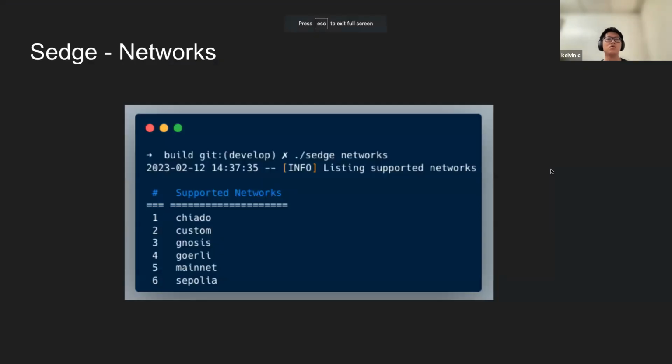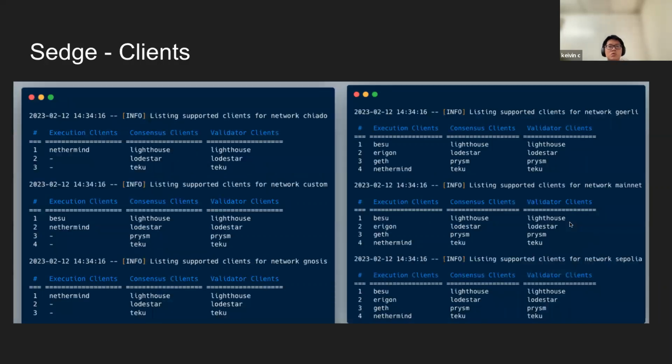I'll show you how Sedge works in a bit, but when you run the tool, just run sedge networks. You can see that the currently supported networks include Chiado, which is a testnet for Gnosis. You have Gnosis, some custom network if you fancy, and of course you have your Goerli and mainnet. If you run sedge clients, it will spit out the different pairings and supported clients for different networks. So you can see on your right, you have Goerli and the mainnet, and these are the listed execution, consensus and validator clients.